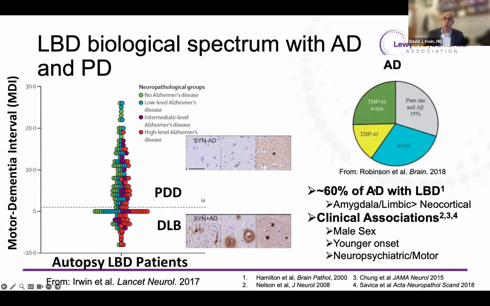This is a pie chart from brain donation patients at Penn who had Alzheimer's disease clinically, a memory problem. They didn't have the features of DLB. And what you can see is that more than half of them had alpha-synuclein or Lewy body pathology.